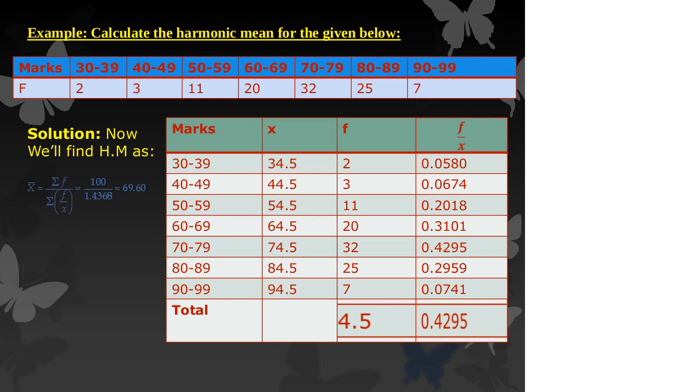So the first thing is rearranging. After arranging, you know your frequency. You come to your frequency. We have 2, 3, 11, 20, 32, 25, and 7. Because we said the mode is in the class with the largest frequency. Is the largest frequency among 2, 3, 11, 20, 32, 25, and 7? This frequency.